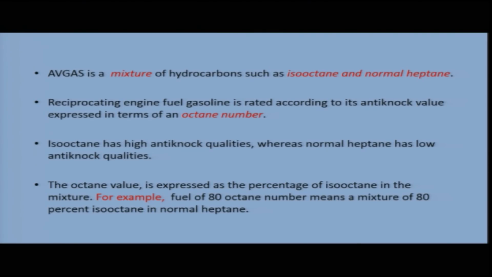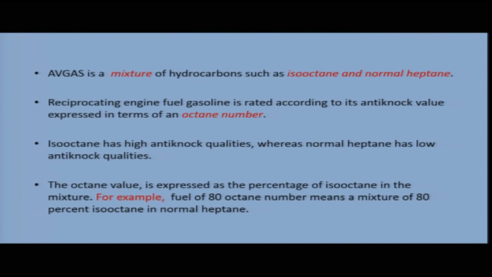Coming to aviation gasoline. Aviation gasoline is a mixture of hydrocarbons such as isooctane and normal heptane. The reciprocating engine fuel is rated according to its anti-knock value expressed in terms of an octane number. We will see in another slide what anti-knock is, what knocking is. As per the anti-knock value, the fuel is designated an octane number.